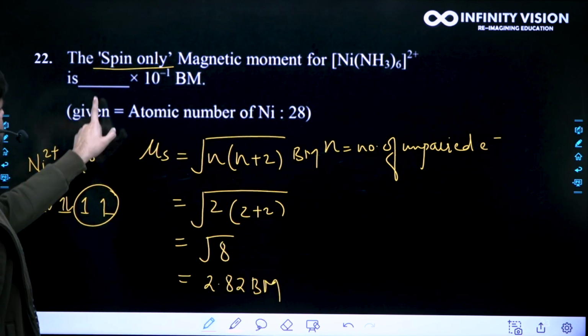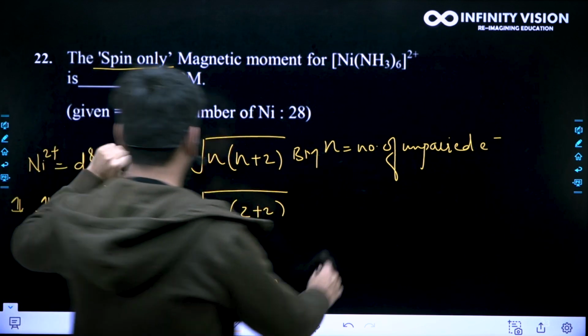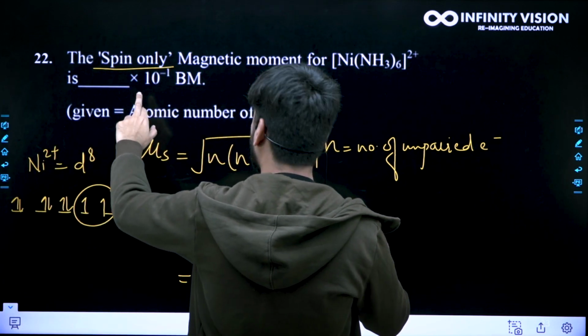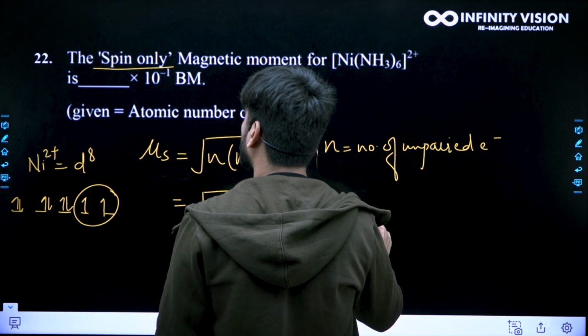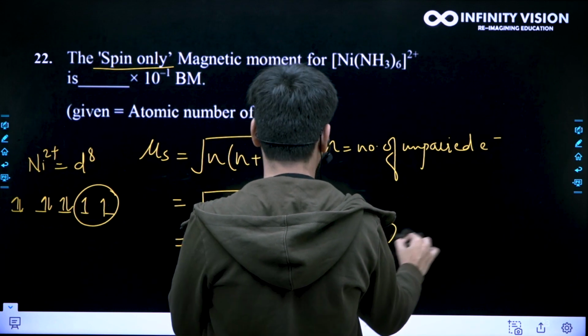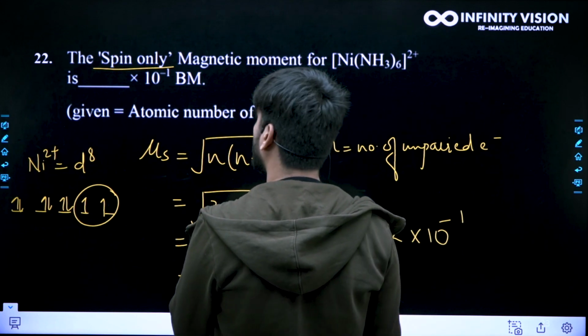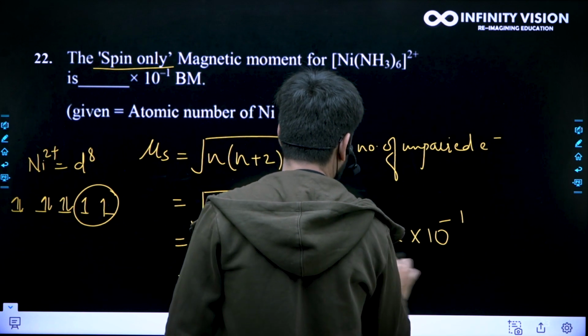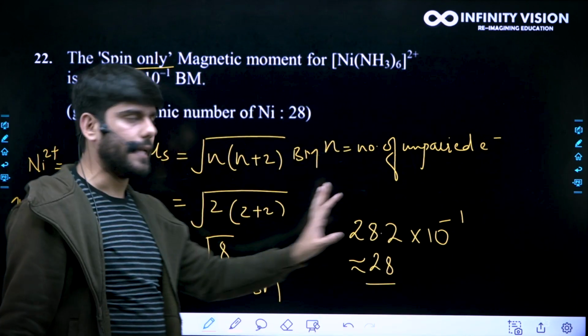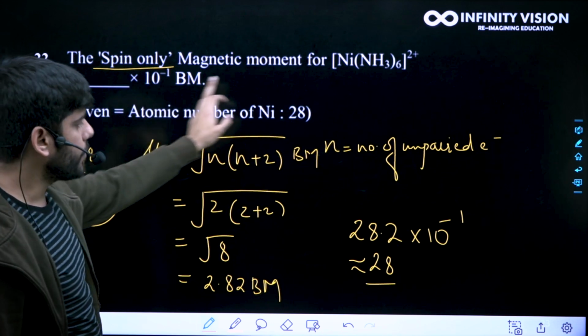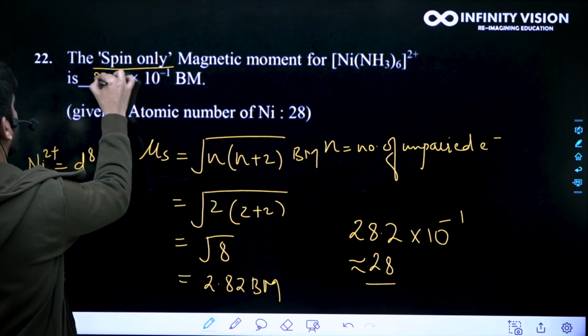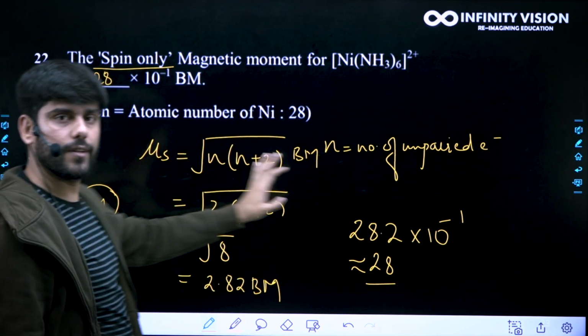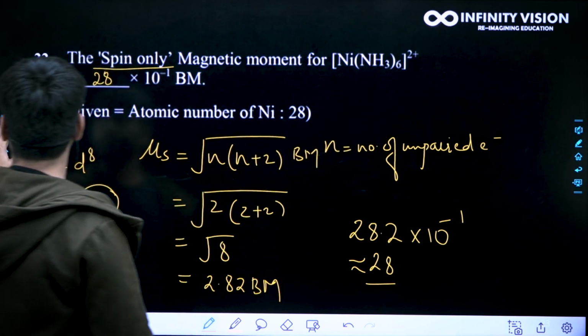But we are supposed to give an answer in this form. Okay, so we can write it as 28.2 into 10 to the power minus 1, or to be precise, approximately 28, right? So 28 into 10 to the power minus 1 Bohr magneton. I hope this is clear to everyone. Let us discuss the next question.